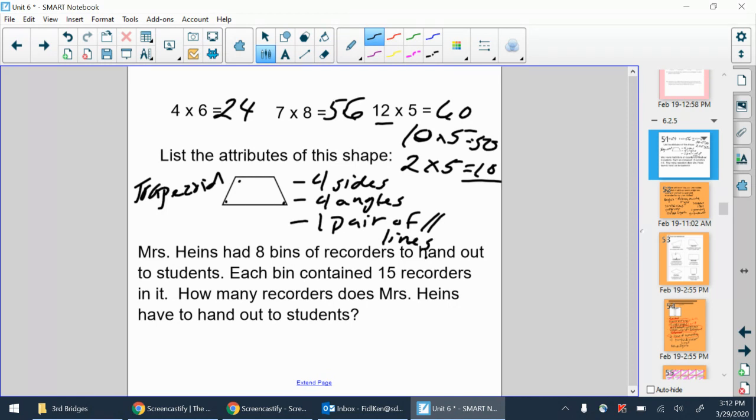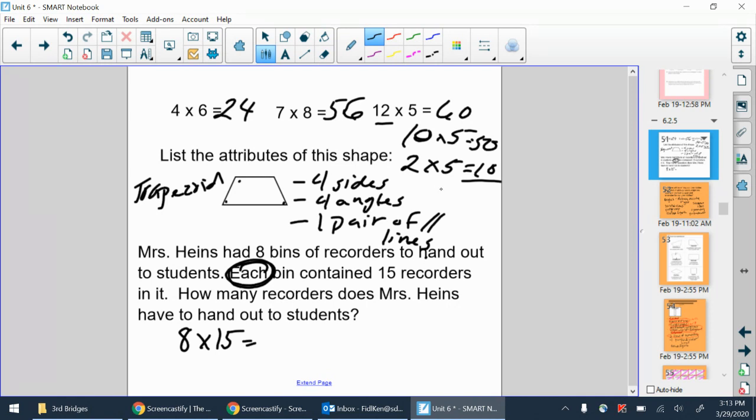All right, and our story problem. Mrs. Hines had 8 bins of recorders to hand out to students. Each bin contained 15 recorders in it. How many recorders does Mrs. Hines have to hand out to the students? So looking at this, I know that this is a multiplication problem, mainly because I see that word each. And I know when the word each is there, it's probably either multiplication or division, because I'm talking about the items in a group. Now looking at this, it doesn't look like I'm splitting anything up, so I must be putting the groups together. So she has 8 bins and they each have 15 recorders. I'm going to solve 8 times 15.